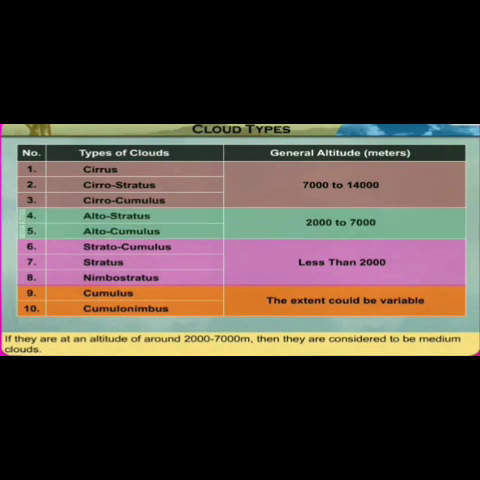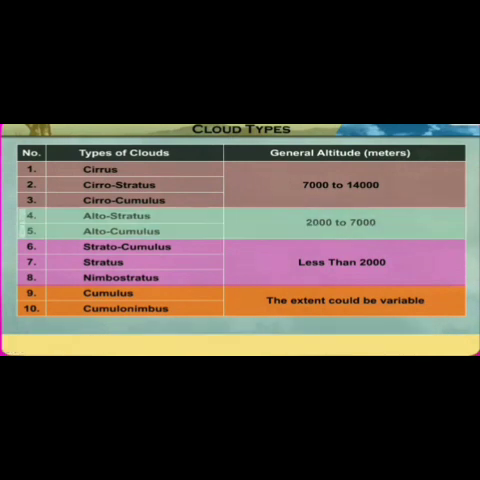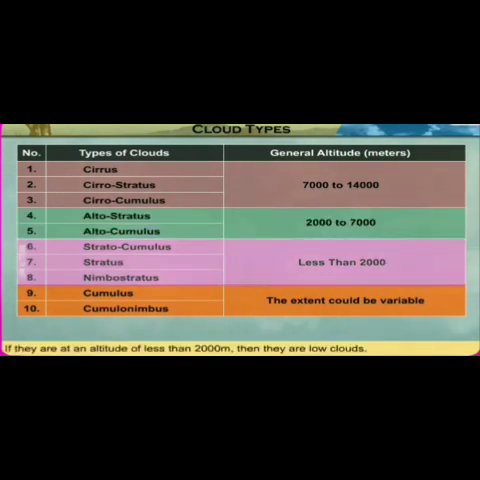Don't forget. High clouds. High clouds are formed at a height of 7,000 to 14,000 meter. These clouds are mainly made up of ice particles. They can be classified into cirrus, cirrocumulus, and cirrostratus. Yes, children, what is the height of high clouds? 7,000 to 14,000 meter. How many subtypes are there of high clouds? Three.